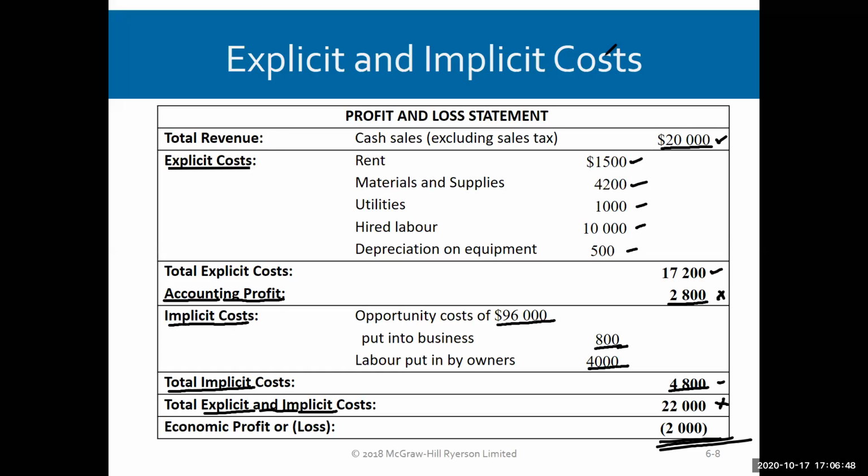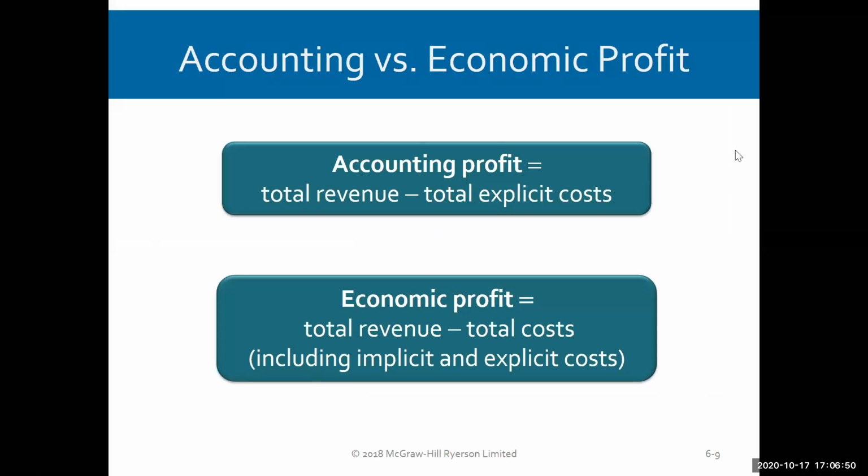So let's formalize the formulas for calculating this. Here's accounting profit, and all we did for accounting profit is we just took total revenue and subtract total explicit costs. So keep that in mind. That's what you'd normally do. That's what an accountant would normally do. That's what the bank looks at. Those are the real dollars that you've calculated and figured out whether you're making a profit or loss.